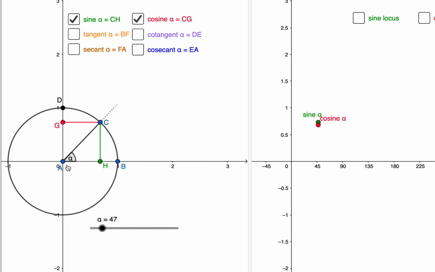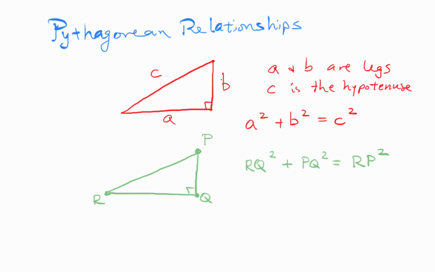Let me put that in this screen that I had here. And so those letters were, what were those letters? A, C, H, where the right angle was at H. And so I had CH squared plus AH squared equals AC squared.